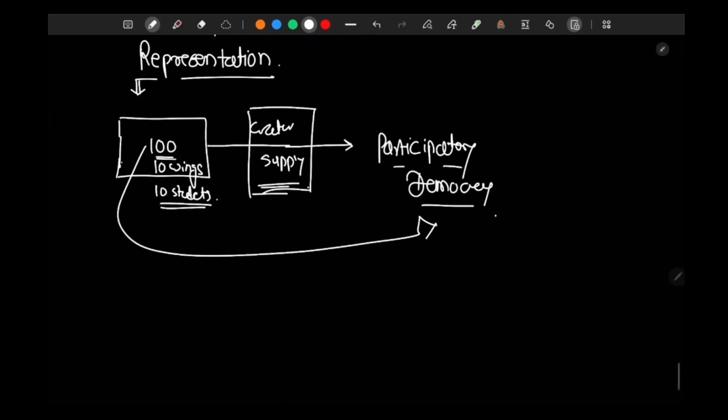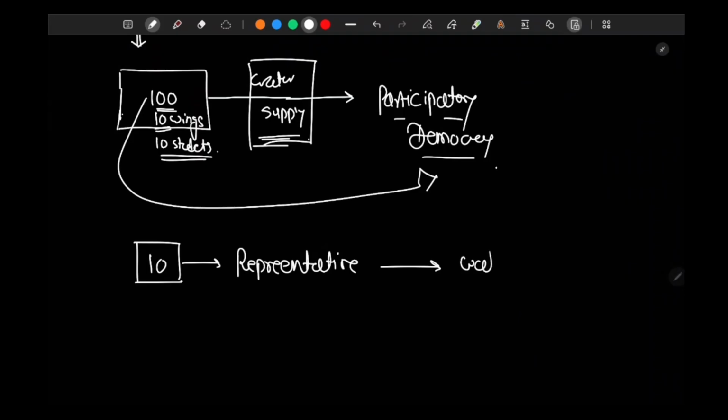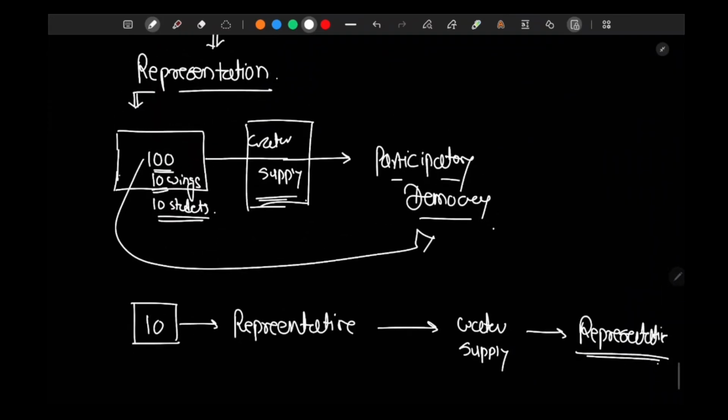Now in the same situation, if every wing, 10 wings are there, every wing elects one of its members as the representative of that wing. So there will be 10 people who are representatives and will represent their wing of 10 students. And then if these 10 people discuss water supply, then this kind of democracy is representative democracy. This is the difference.